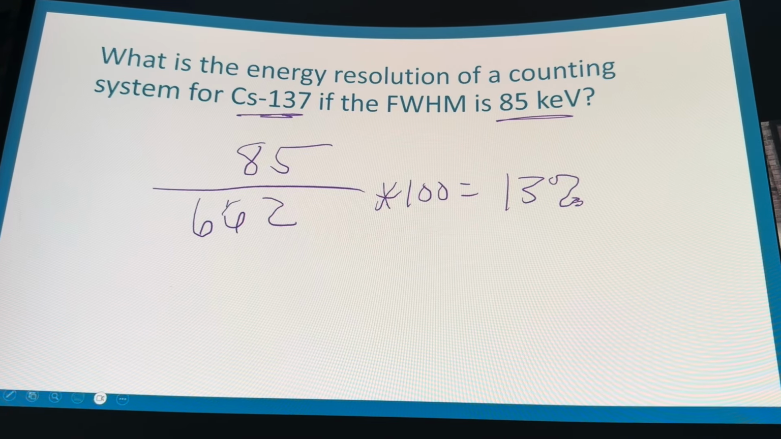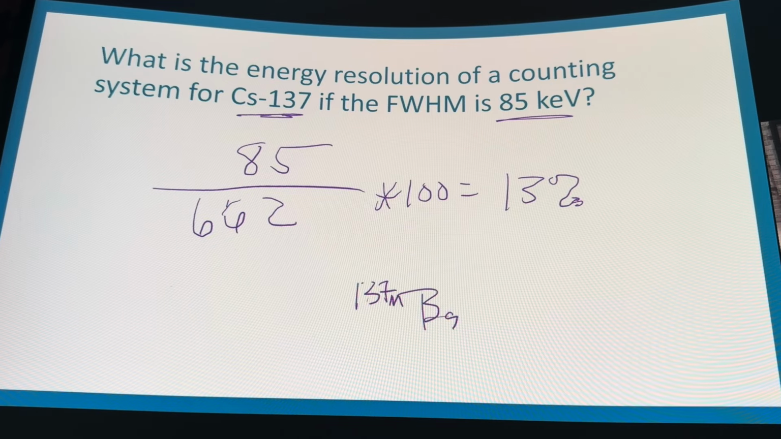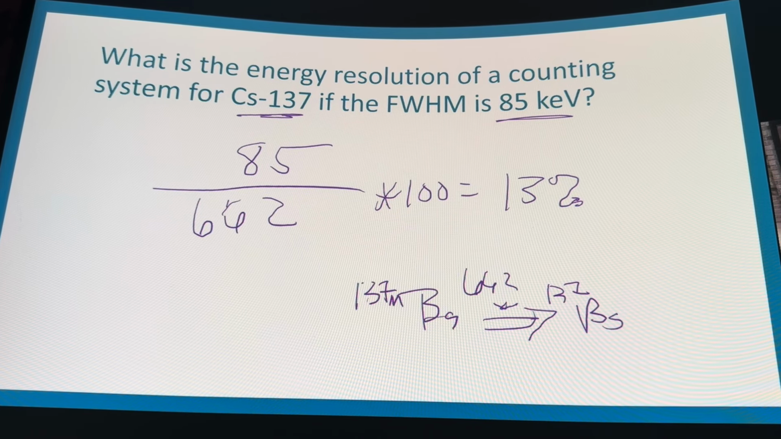So fun fact, cesium-137 does not actually have an energy of 662 keV. Cesium-137 is a beta negative emitter. It decays to barium-137m, which is metastable, which decays to barium-137 with a 662 keV gamma ray.